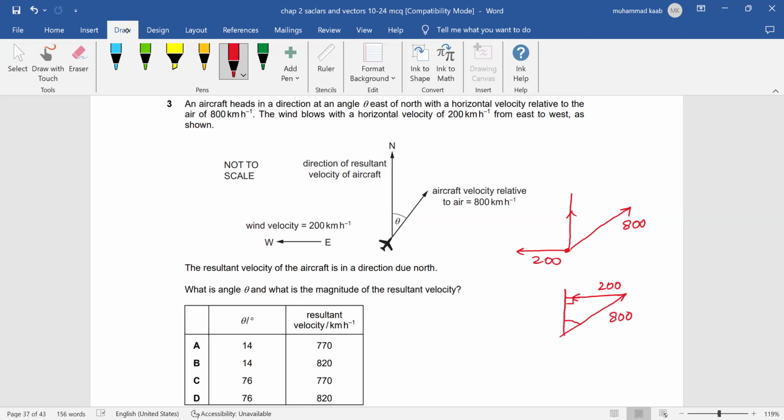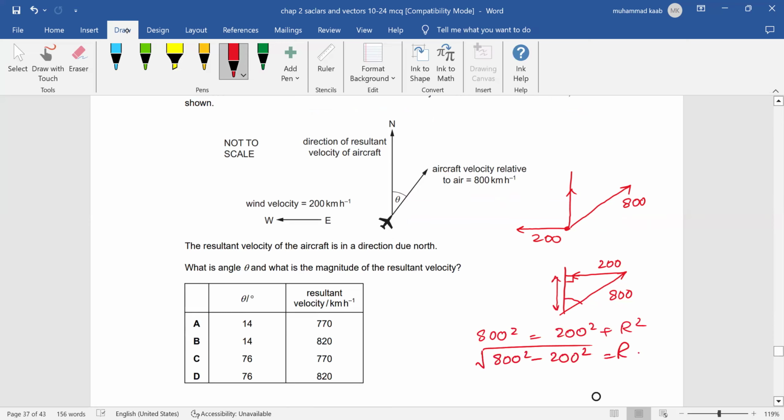So they're asking for this angle. If we use 200 squared, I'm finding the perpendicular length, right? So using Pythagoras theorem, 800 squared equals 200 squared plus this resultant squared. So that would be 800 squared minus 200 squared, under root. So what will you get? 774.6, about 770. Okay, fine. This is the resultant.